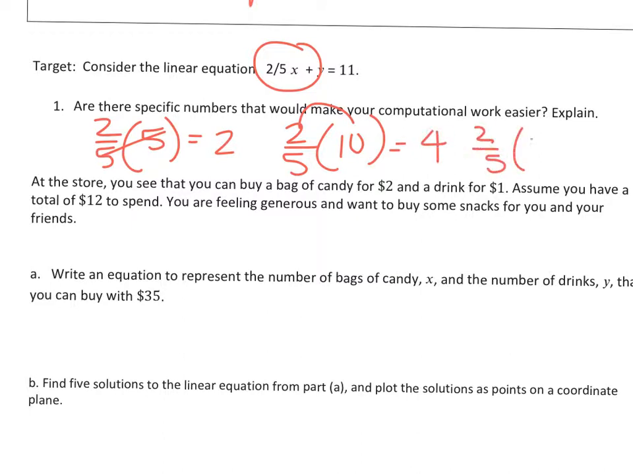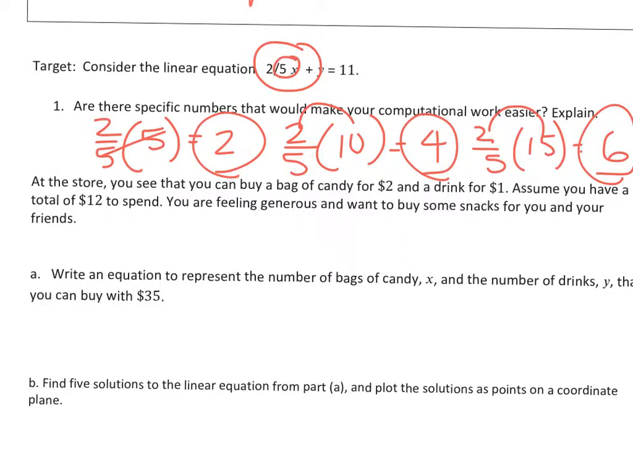You could use 15. 15 times 2 is 30. 30 divided by 5 is 6. Notice a pattern? 2, 4, 6. So when you get ugly fractions like that, you want to use numbers that will get rid of the fraction. Okay, so make sure you think of numbers. Usually it has something to do with the denominator. So see how I started with 5, and then I doubled 5 and I got 10, and then I added 5 more and I got 15.